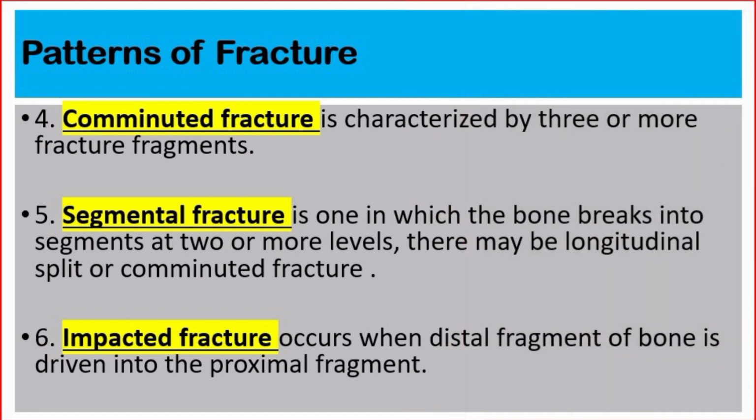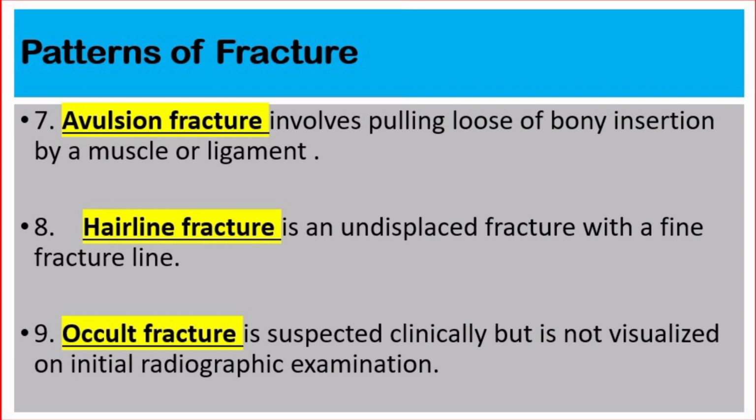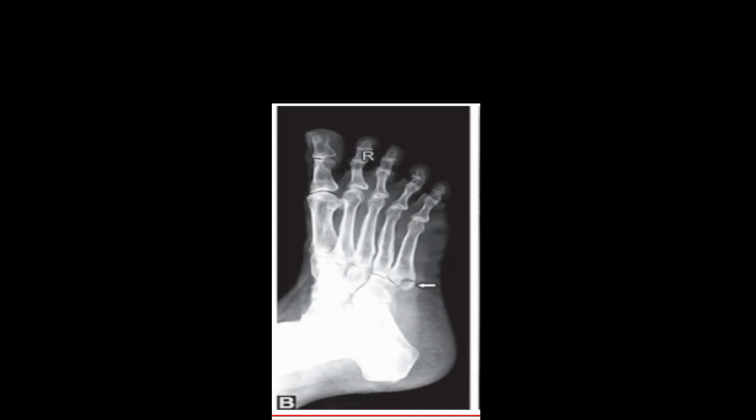Number 6. Impacted fracture occurs when distal fragment of bone is driven into the proximal fragment. Number 7. Avulsion fracture involves pulling loose of bone insertion by a muscle or ligament.